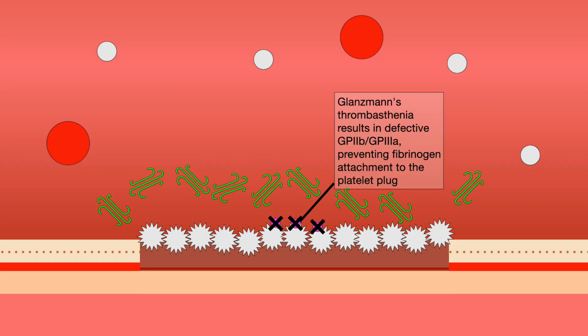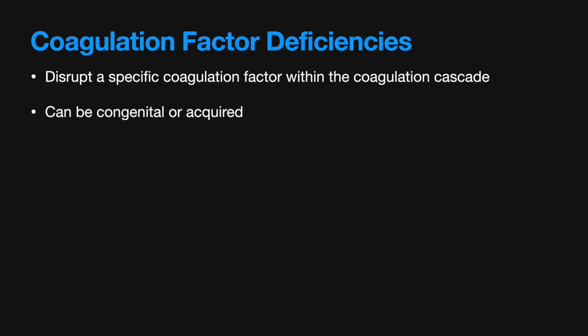Finally, Glanzmann's thrombasthenia results in defective GP2B and GP3A, which is responsible for fibrinogen binding to the platelet plug. This condition has been described in Great Pyrenees and horses. Coagulation factor deficiencies can also occur, where one or multiple coagulation factors are unable to participate in the coagulation cascade. These conditions can also be congenital or acquired.